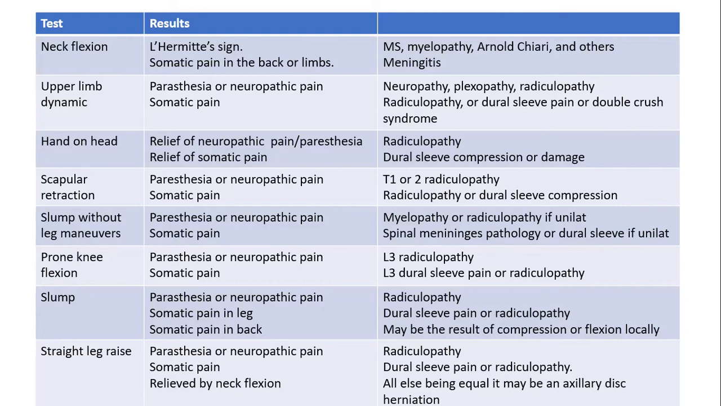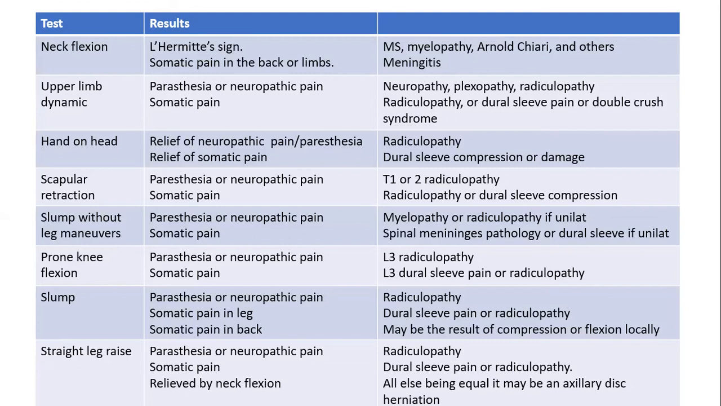Hand on head, a low cervical C7 radiculopathy. If you're getting rid of the neuropathic pain, it's a radiculopathy. If you're getting relief of somatic pain, it's a dural sleeve. There may still be a radiculopathy there, but it isn't producing neuropathic symptoms. Is that okay?